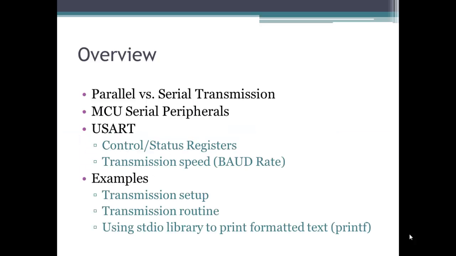To give an overview of the tutorial, we'll look at the differences between parallel communication and serial communication. We'll also look at some serial peripherals commonly found in microcontrollers. And in particular, we're going to focus this discussion on one peripheral called the USART. The USART has some control and status registers that govern its operation, and we'll talk about adjusting its speed, how fast you transmit data.